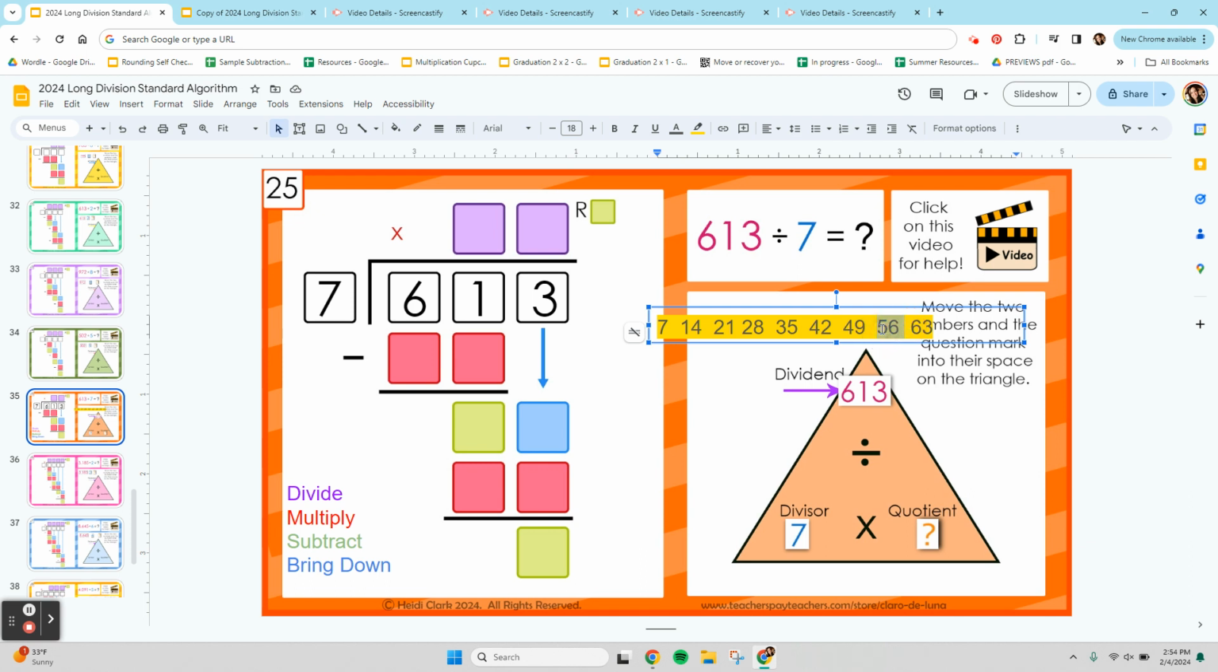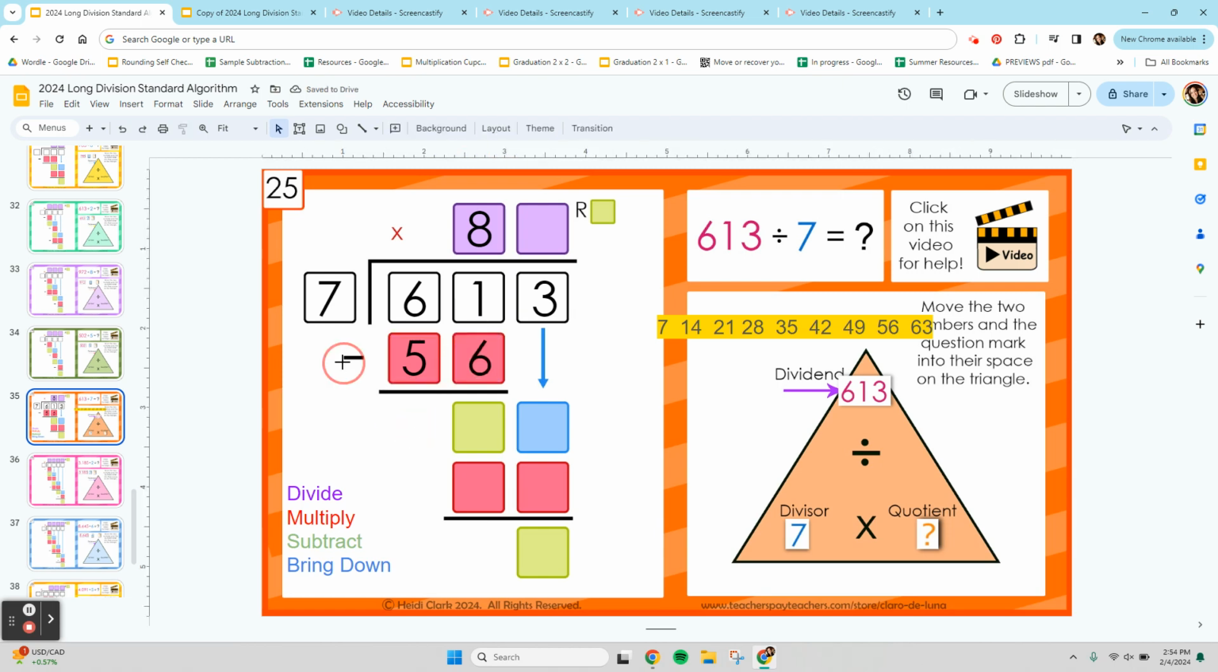How many 7s was that though? 1, 2, 3, 4, 5, 6, 7, 8. You can fit 7 into 61 8 times. In other words, 61 divided by 7 is 8, but it didn't hit it perfectly, right? And that's why you do the next step, which is to multiply. 8 times 7 is 56. Now we subtract. 61 minus 56 is 5.